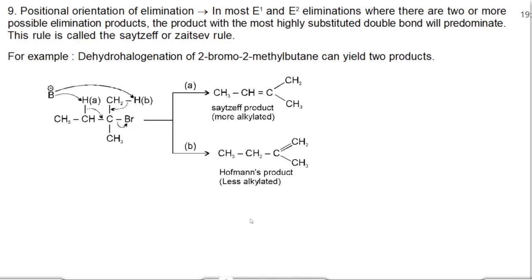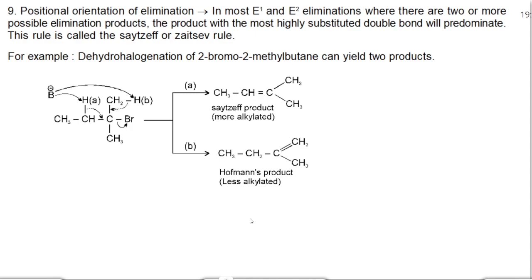You know, in both E1 and E2 eliminations, there are two or more possible elimination products. So which product is most favorably formed? The more alkylated alkene, yes, the more highly substituted double bond, that dominates. And this rule is called Saytzeff rule or Zaitsev rule.